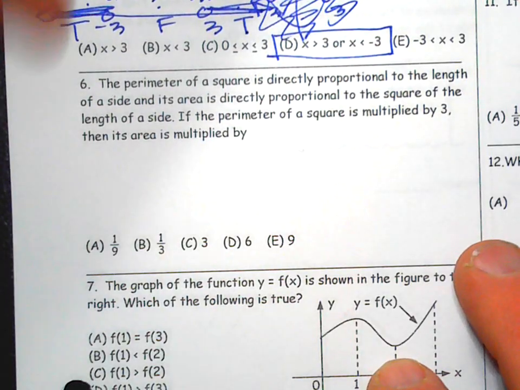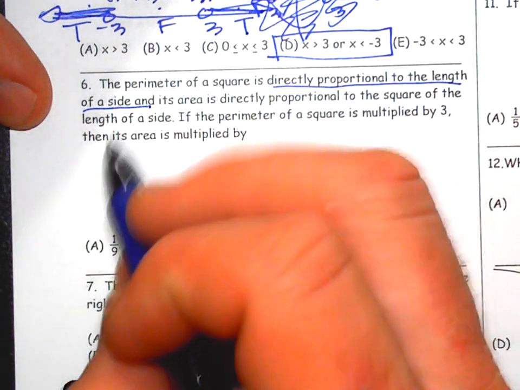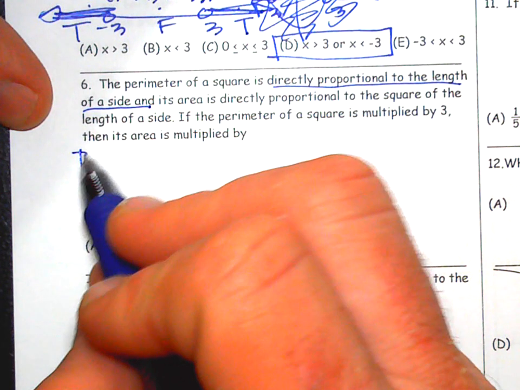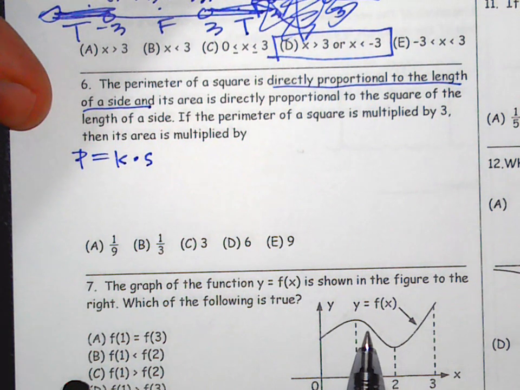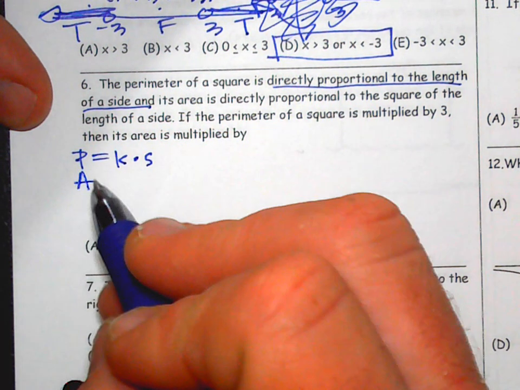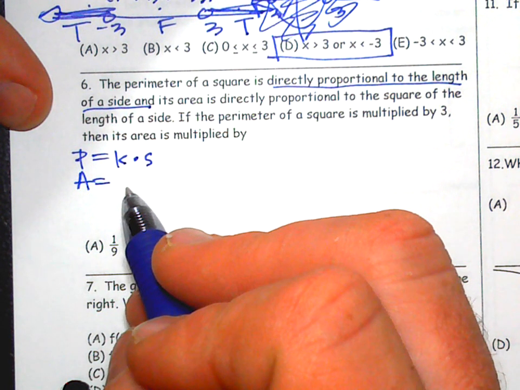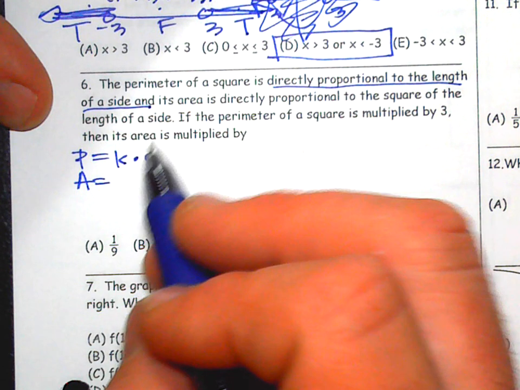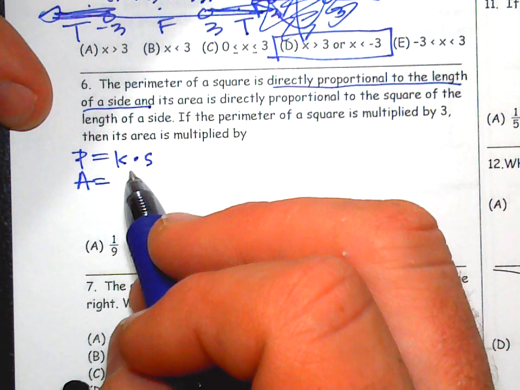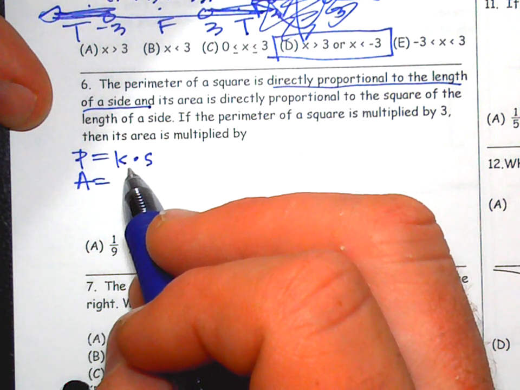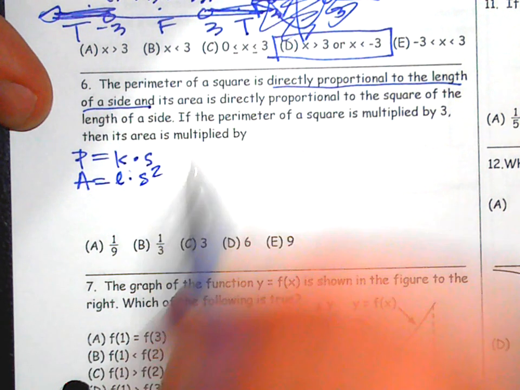Number 6, the perimeter of a square is directly proportional to the length of a side. So the perimeter is directly proportional to the length of a side, which kind of makes sense. And its area is directly proportional to the square of the length of a side. So a lot of times you use K for the constant of proportionality. Now, I don't want to use the same letter twice, so maybe a different letter, L, times the square of the side.